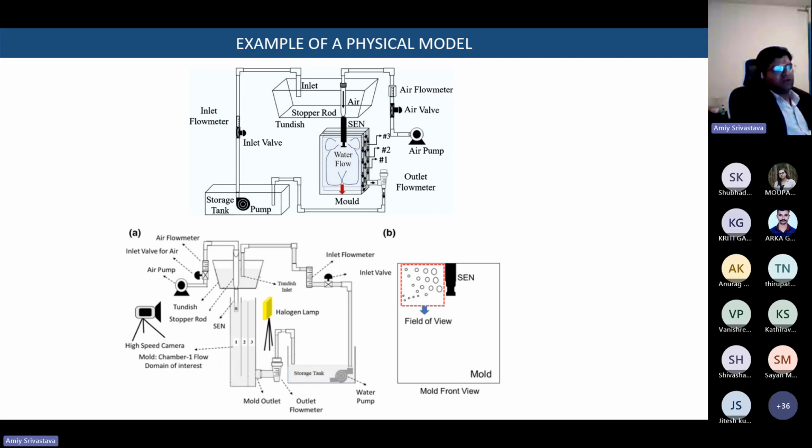There are many different types of physical models available that people have made. You can go through research papers and learn about physical modeling.